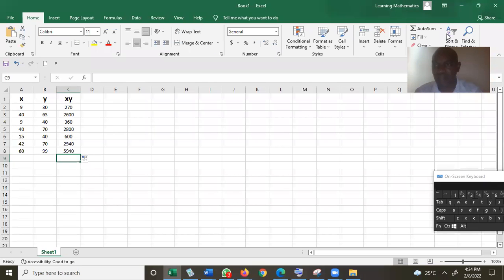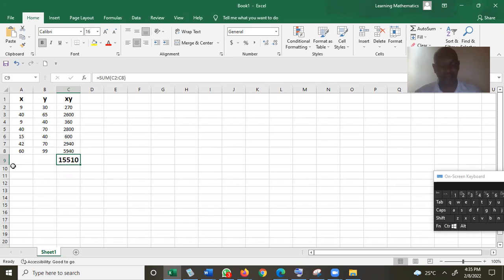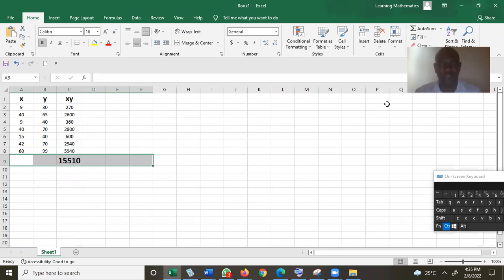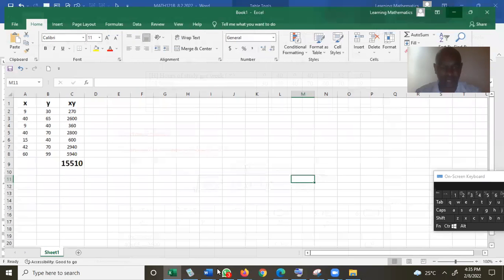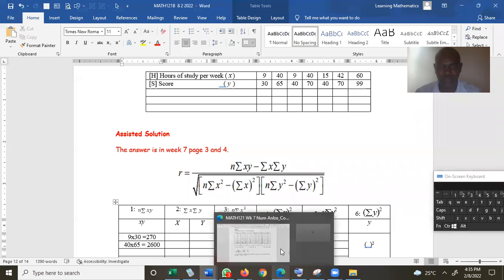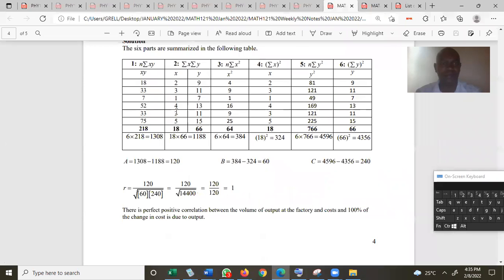Below here, find the sum of XY. Okay. So what you can do is apply this if you have the possibility, or you can continue doing it manually, and it is thoroughly explained in the weekly notes number 7. Here are the XYs, and then you multiply by n.